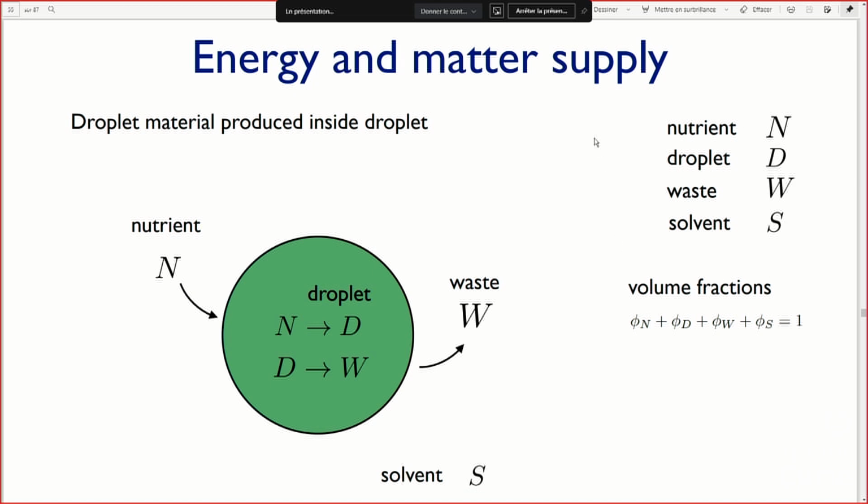So I need 4 components to describe this type of system. If I describe it with the volume fractions, they all sum up to 1, so there are only 3 variables left.